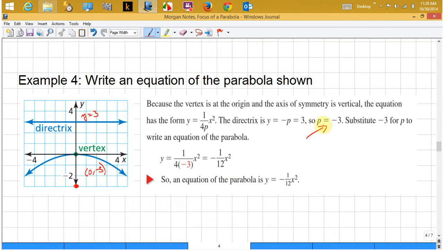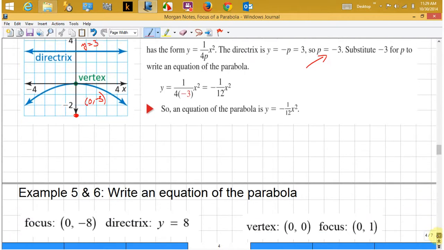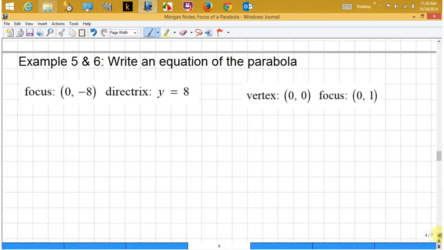So when I put a negative 3 into this value for p right here, that would be 1 over 4 times a negative 3. That would be 1 over a negative 12. So my formula, or the equation, would be what's shown. So actually writing the equation of a parabola is pretty simple. Okay, here's a couple more examples.